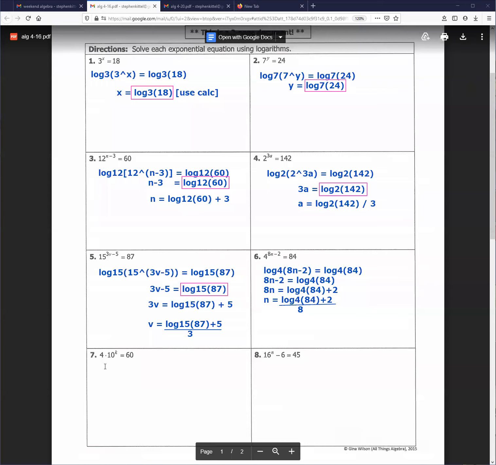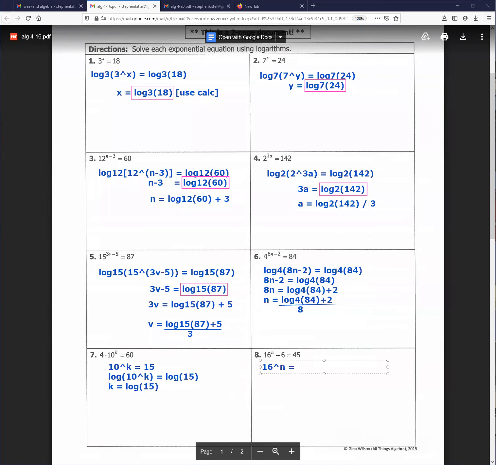Okay. This last one we'll have to divide by 4 first, so 10 to the k is equal to 15. Now we have the exponential by itself. So now we can do log of 10 to the k equals log of 15. I don't even have to write a number under there because it's base 10. So k is equal to log of 15.